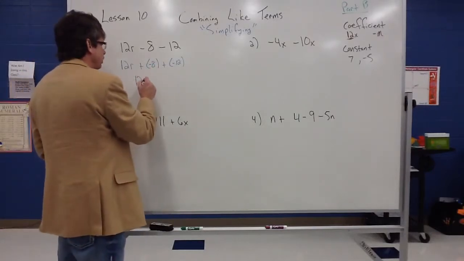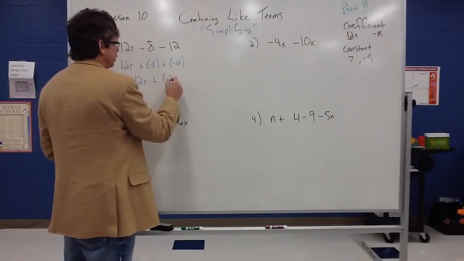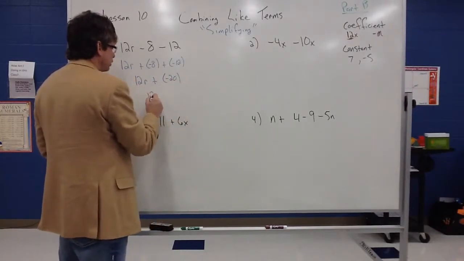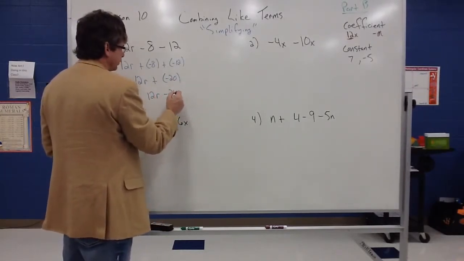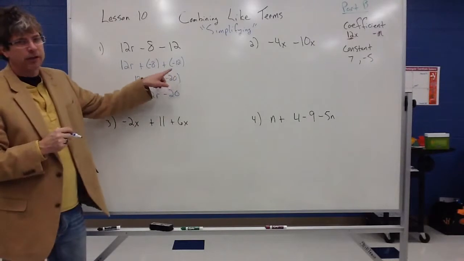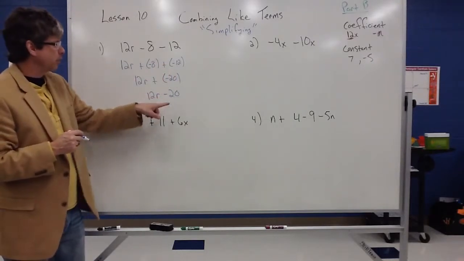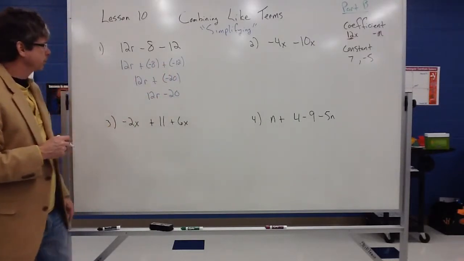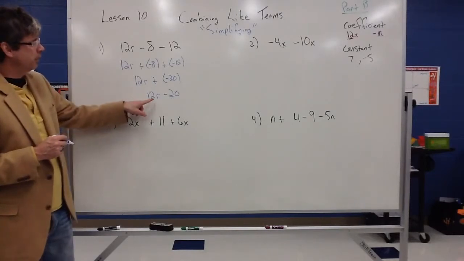So you have 12h and a -20, or we write that as 12h minus 20. A lot of times they won't put the plus and the negative. They'll write it as a subtraction problem. And that's what we mean by simplifying, because this can't go any further.